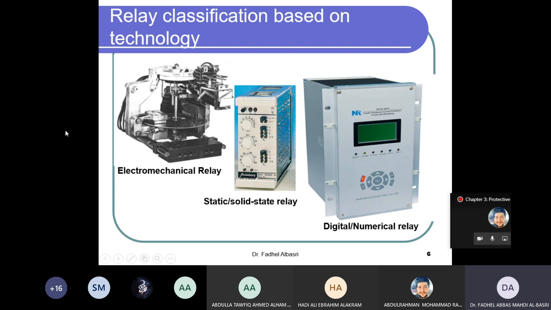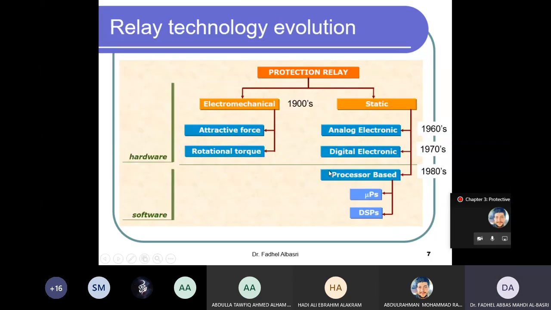I already classified the relays based on the technology used. From electromechanical, the first generation of protective relays, to static relays, the second generation, and the third generation is now digital or numerical relays. Electromechanical relays are hardware, based on attractive forces or rotational torques, so they are based on electromagnetic principles.